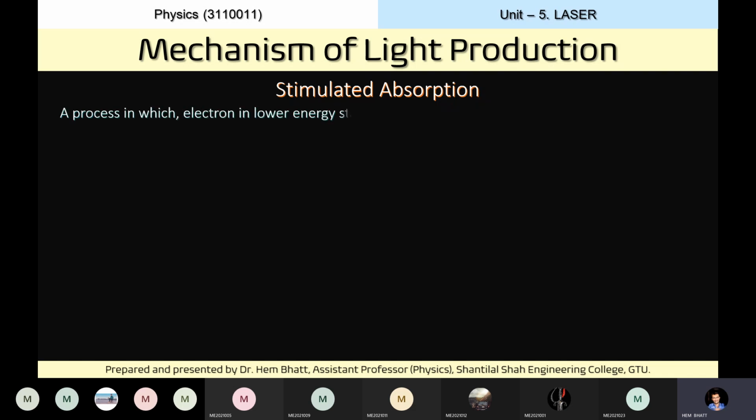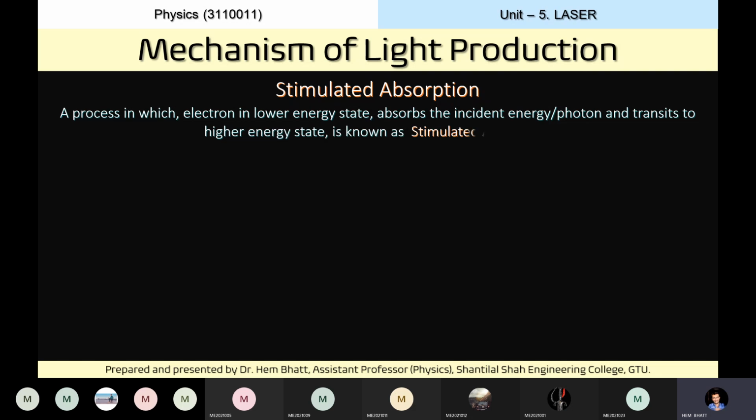A process in which electron in lower energy state absorbs incident energy or photon and transits to higher energy state is known as stimulated absorption. જો બહારથી ઉર્જા ન આપો તો આ પ્રક્રિયા ન થાય, એટલે તમારે પ્રયત્ન કરવો પડે. આ પ્રક્રિયા માટે પ્રયત્ન કરવો પડે, એટલા માટે stimulated absorption.